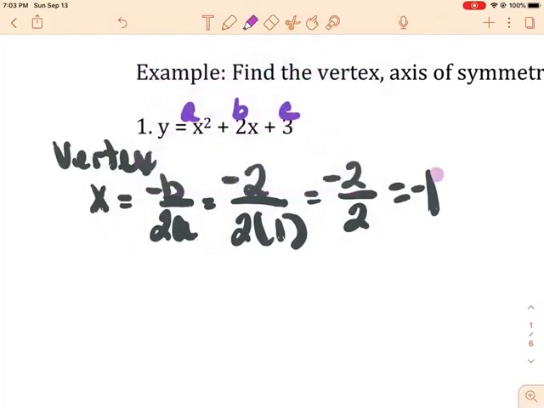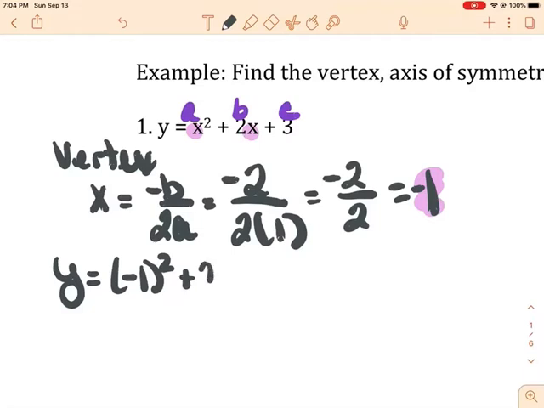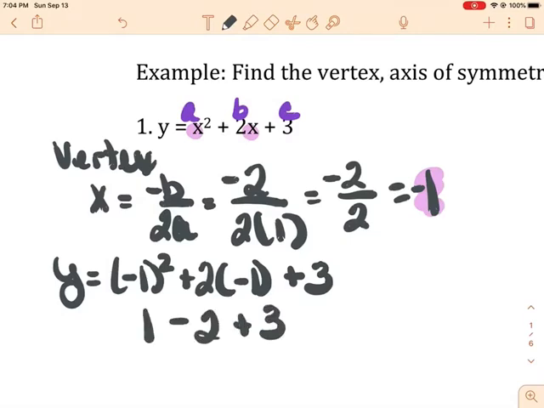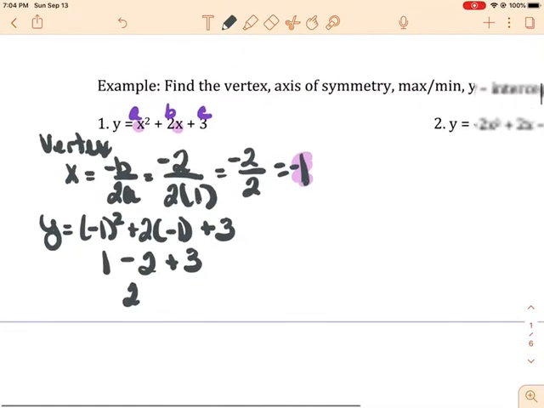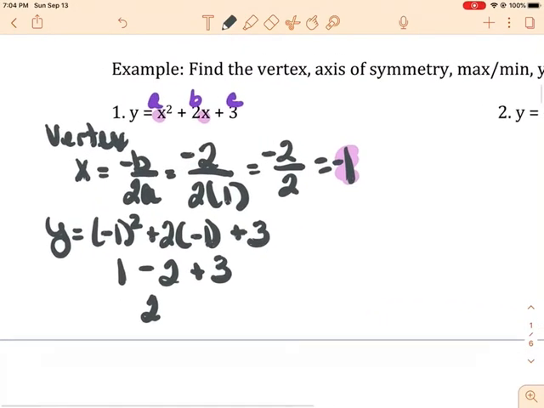Okay, now we're going to take that negative 1 and put it back in here for x, so we can find the y-coordinate. So y equals negative 1 squared plus 2 times negative 1 plus 3. Okay. So that's 1 minus 2 plus 3. So that's going to give us a y-coordinate of 2. Okay, so your vertex is at the point negative 1, 2.